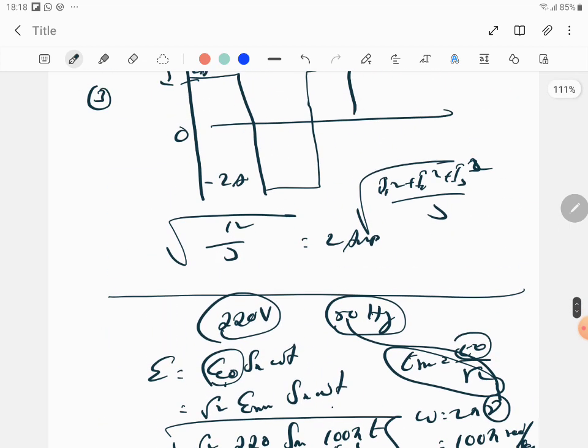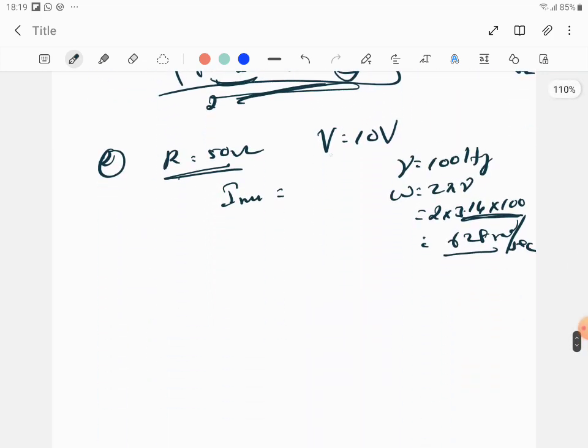In the previous sum they had given 220 volts, and you know it was an AC. In this one, you have to find the peak value and the RMS value. The 10 volts that they've given in that sum is actually a peak value, E naught, which is passed on to a 50 ohm resistor. You know E naught, so you can find ERMS.